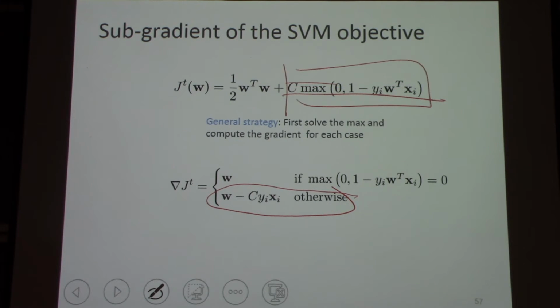This block just disappears, and we are left with just a square. So we are roughly asking what's the derivative of half W square with respect to W, and that's just W. So that's the first case.